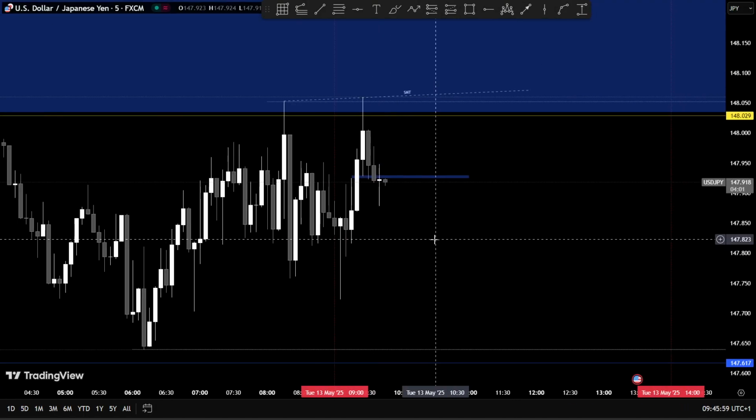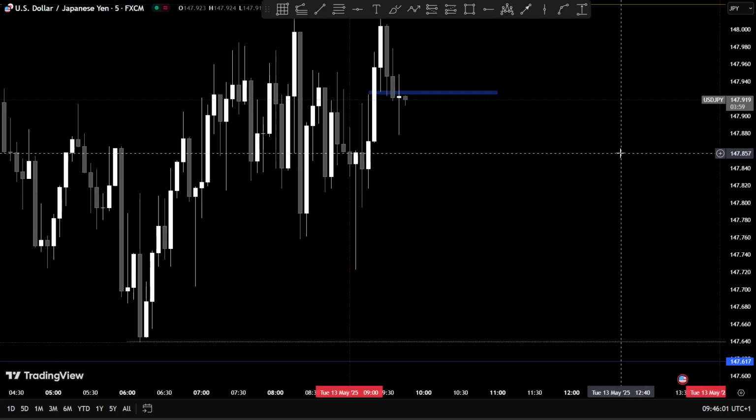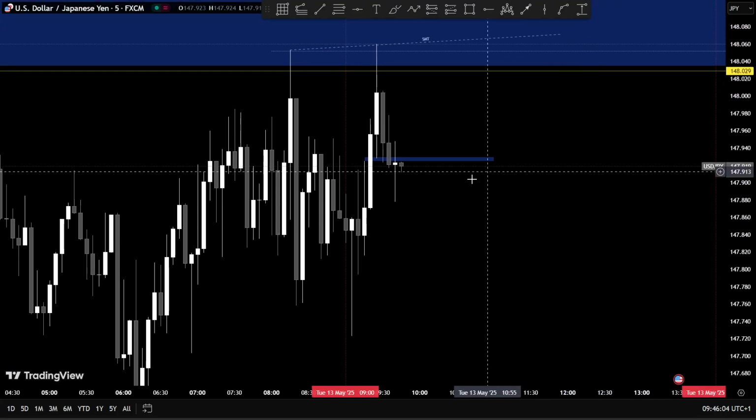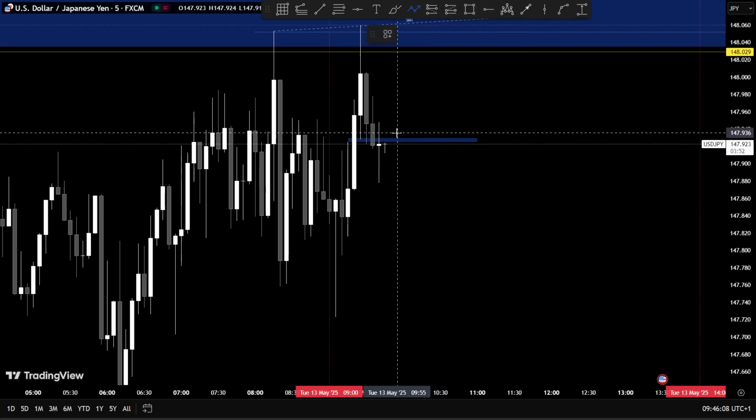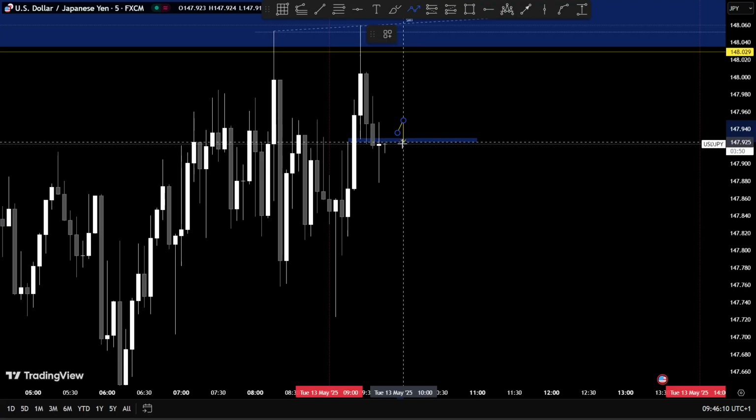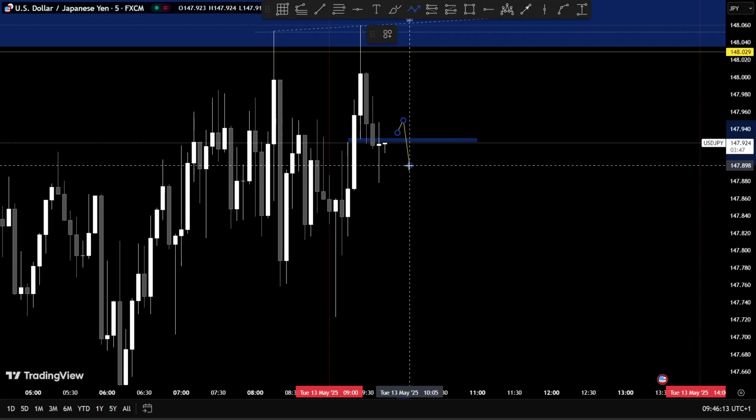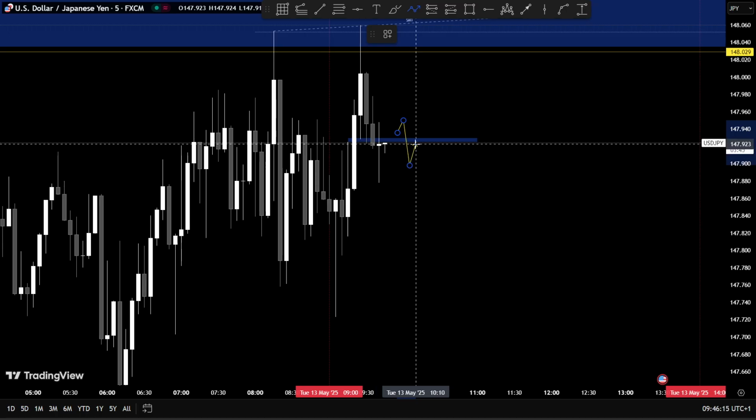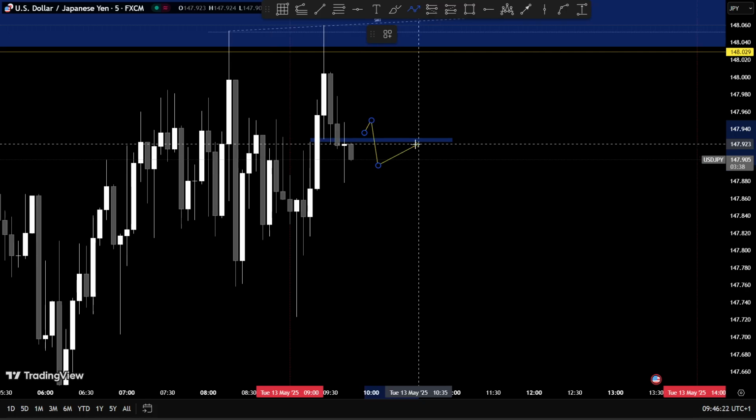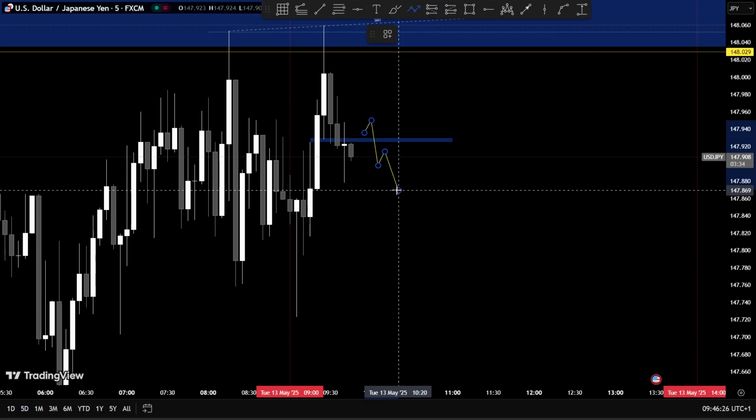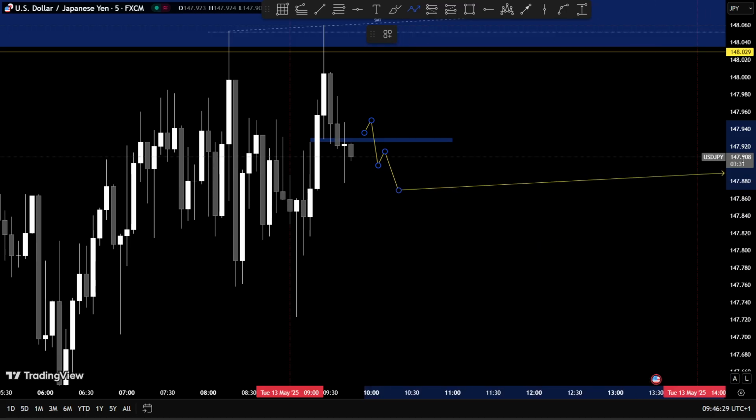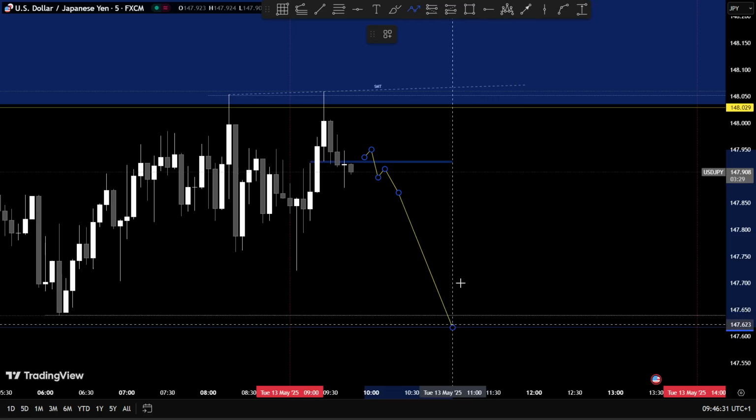So I'll scale down to the 5-minute to look for a structure getting created right here. When we break structure, let's say we create another structure and then break structure, I'll wait for a retracement back into some sort of continuation confluences, like 5-minute fair value gaps or 15-minute order blocks if there are any. And when I see that, I'll scale down to the 1-minute, look for a 1-minute break of structure, and I will enter.